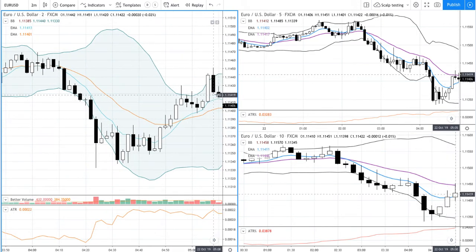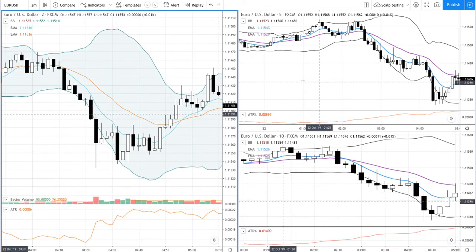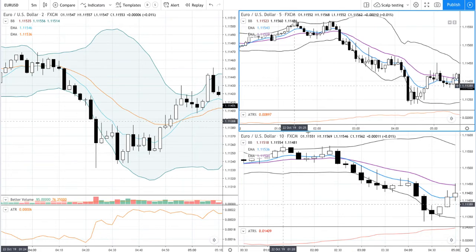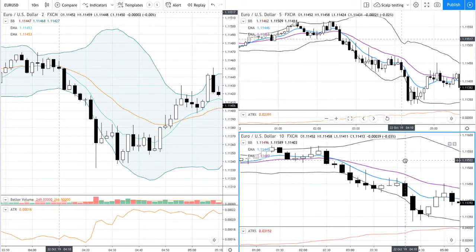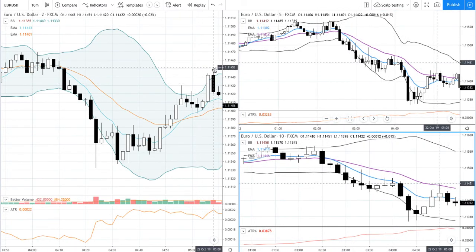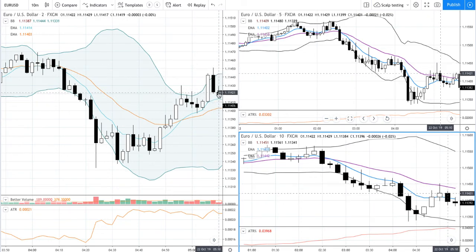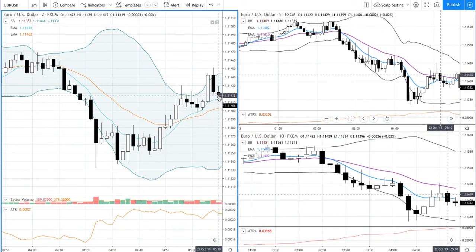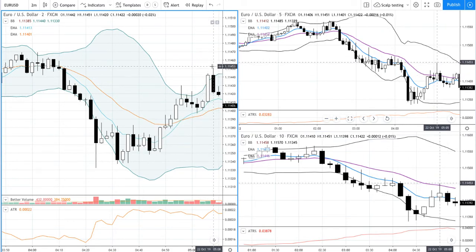Here we have, and this is very, very interesting, we have a near identical setup painted straight away. Shooting star completes the implied retest of here. So we go short just below this low, stop loss just above the high.